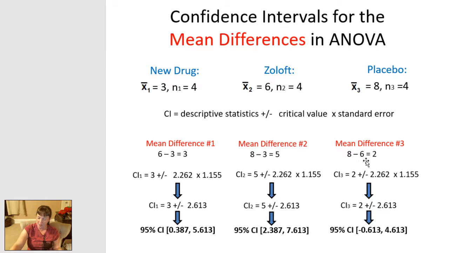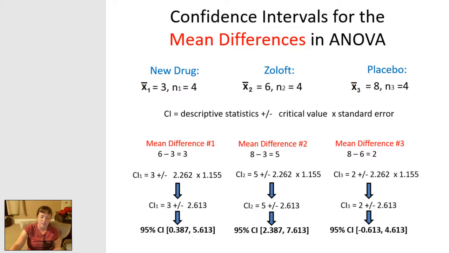And remember, I took the Fisher's LSD approach to look up this critical value of 2.262. Now I'm going to compare my Zoloft old drug group to my placebo group, 6 to 8. And I get a mean difference of 2. I'm going to add and subtract 2.613, because that's these two numbers multiplied together. I'm going to add and subtract that from 2. And so I can be 95% confident the real difference between the old drug group of Zoloft and placebo is somewhere between negative 0.1613 and positive 4.1613. So could be zero, because zero is within that interval.